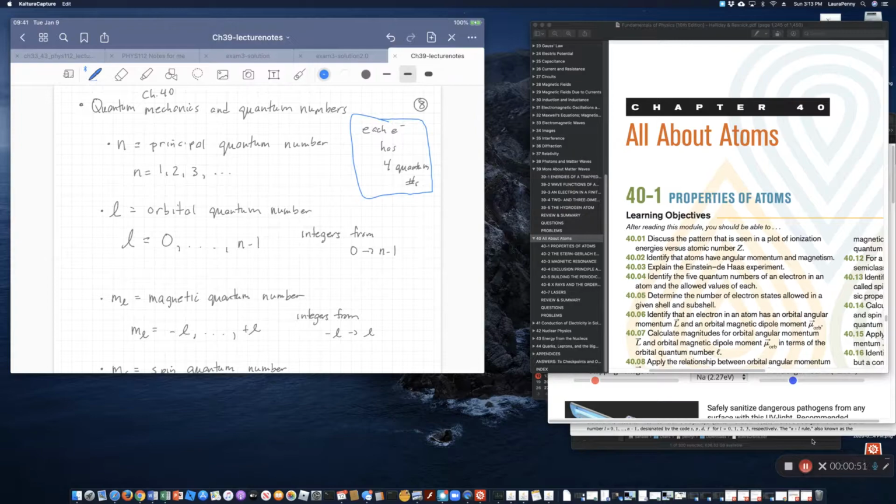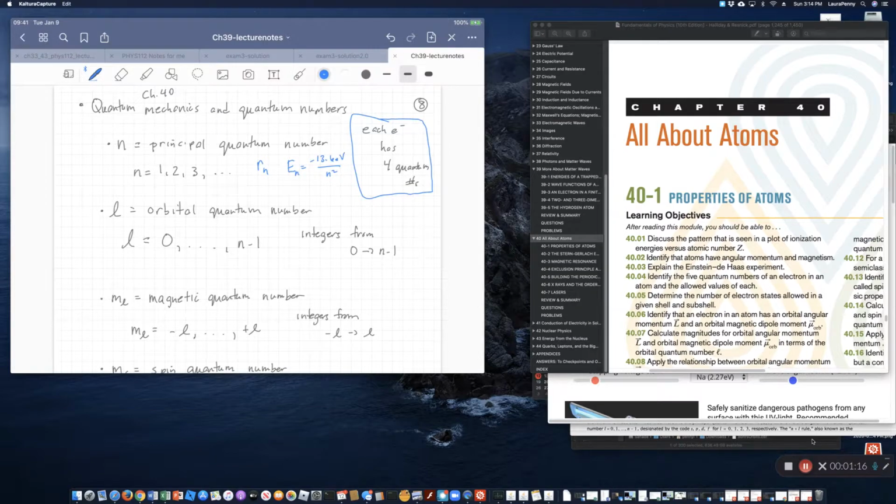It has little n, the principal quantum number, and this is the n that was in our E sub n equation: minus 13.6 electron volts over n squared. This is that n. It'll tell you what orbital it is in, right? Is it the n equals 1 state, n equals 2 state, n equals 3 state? That's our principal quantum number, little n.